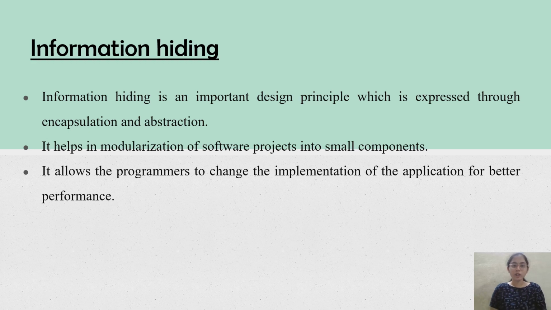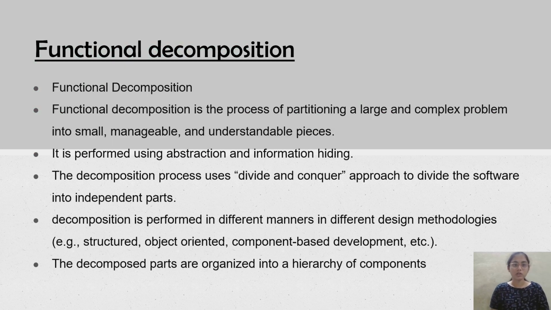Information hiding. Information hiding is an important design principle, which is expressed through encapsulation and abstraction. It helps in modularization of software projects into small components. It allows the programmers to change the implementation of the application for better performance.